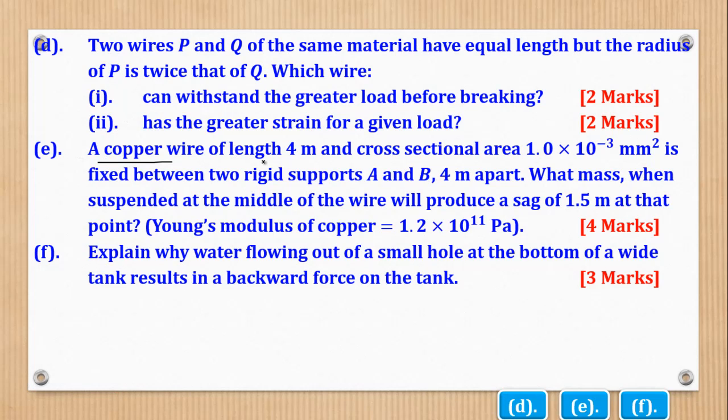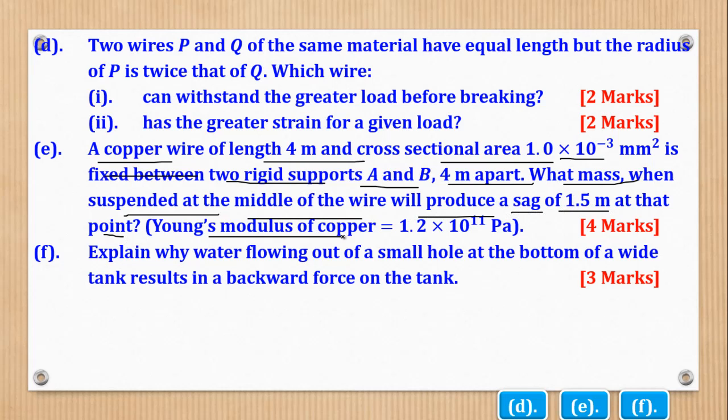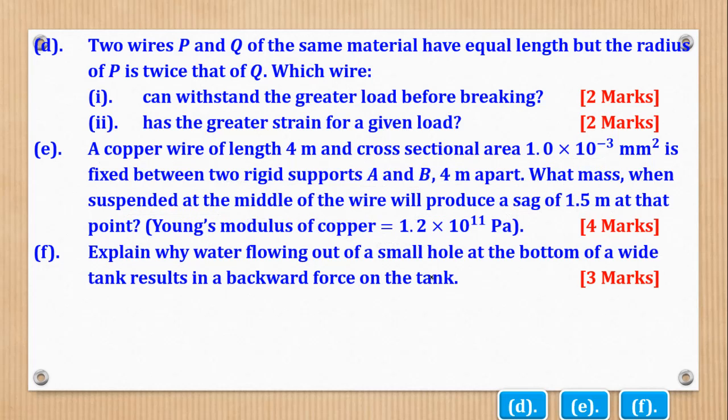a copper wire of length 4 meters and cross-section area this is fixed between two rigid supports A and B, 4 meters apart. What mass, when suspended at the middle of the wire, will produce a sag, like a depression, of 1.5 meters at that point? Then they told you to take Young's modulus of copper as that. So this is the calculation. Let's see how we can deal with it.